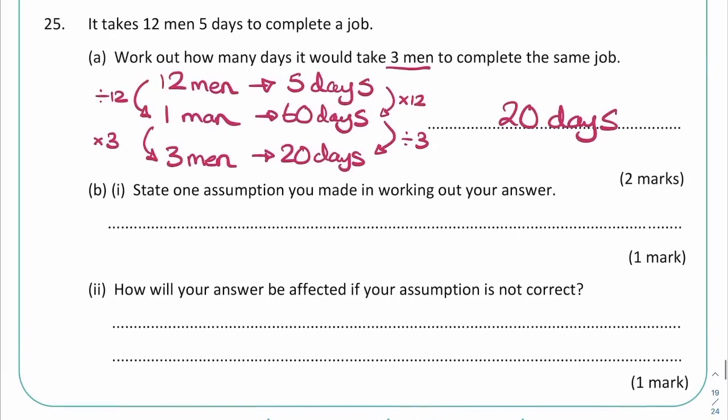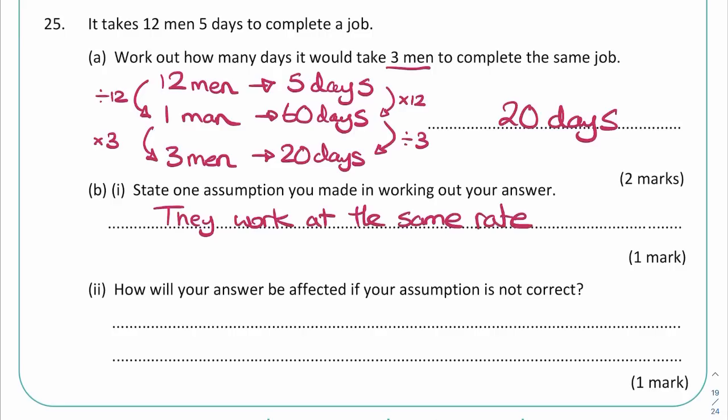It says, state one assumption you made in working out your answer. Well, we assume that the work rate of each person is the same. So we assume that they have the same skill. It's not that one person's going to change or take longer or slower or is less skilled. So we assume that they all work at the same rate. We'll just write that nice and quick. They work at the same rate.